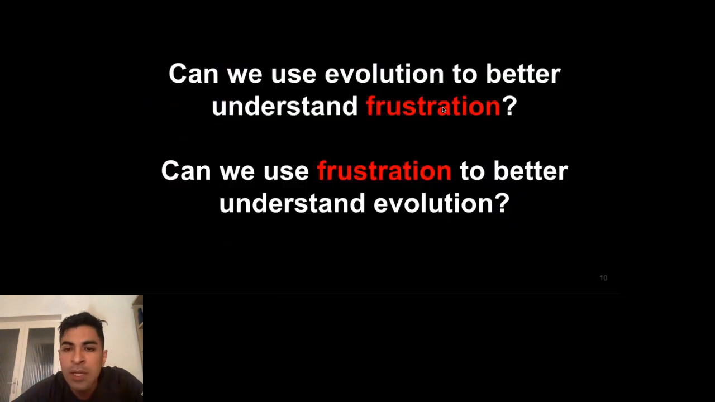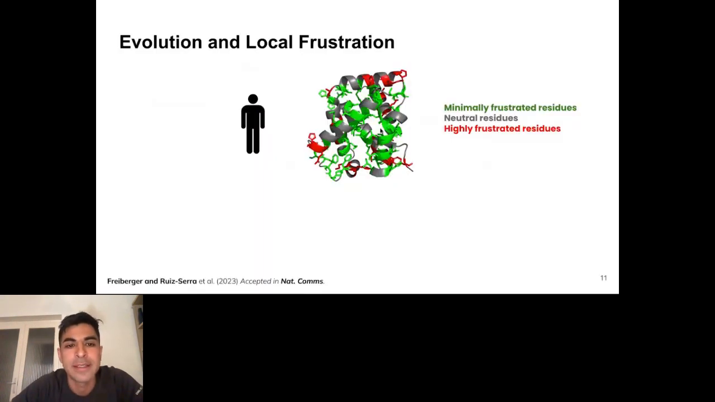So the thing is, can we use evolution to better understand frustration? And can we use frustration to better understand protein evolution? Evolution is something that has always interested me a lot, so I tried to make a link between function and evolution through local frustration. Let's suppose we have a species, humans, and we want to understand the local frustration patterns in a given protein. In this case, it's a globin.